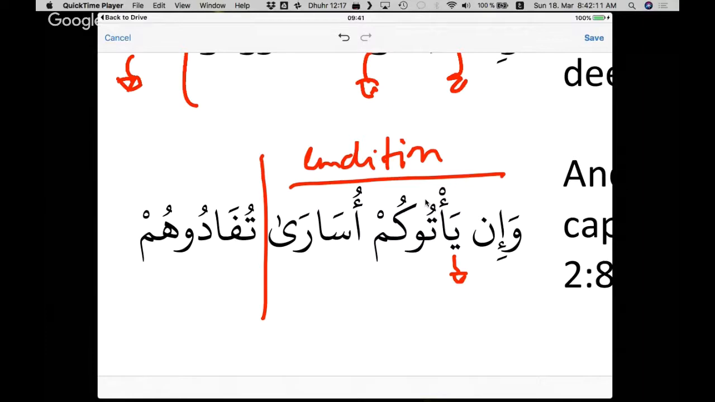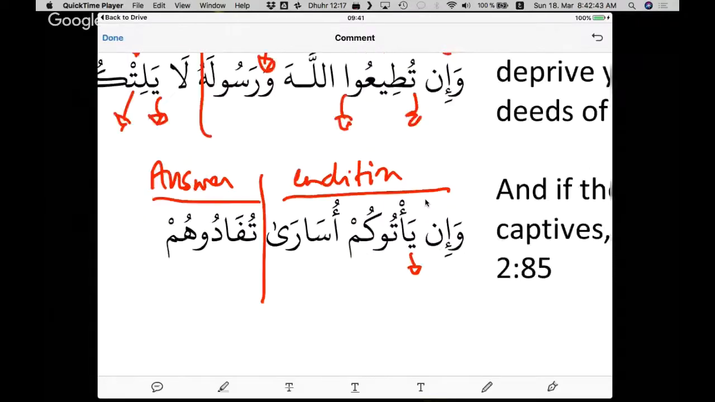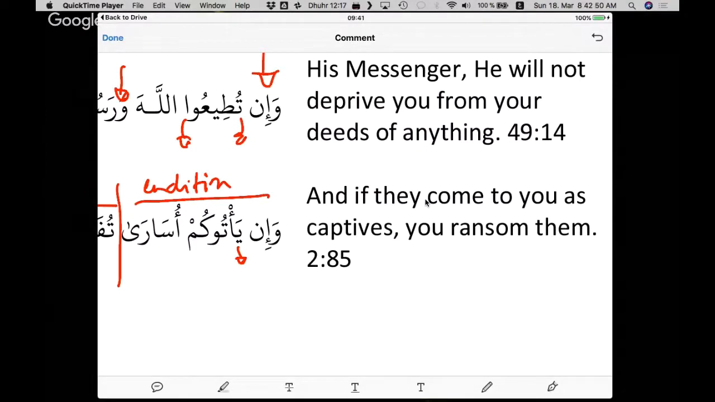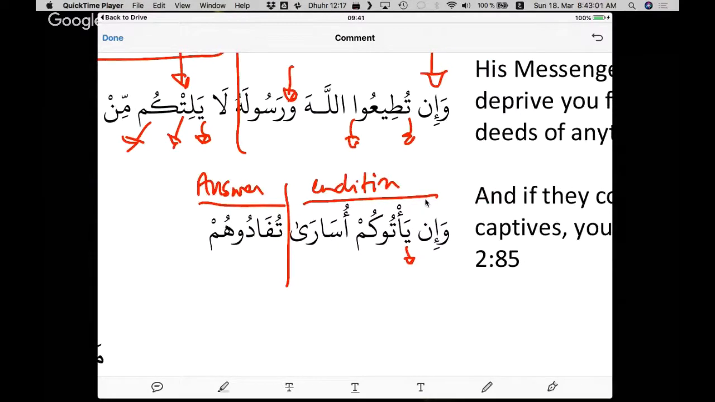Okay. Tafaduhum. How do I know this is where the condition is ending? Because I see tafadu and it should have been tafaduna. It should have been tafaduna, which is the antum form, but it's not duna anymore. It's lightest, and there is no harf before it that makes it lightest. So I can immediately establish a connection that this is an answer to the condition which is constructed previously. Tafaduhum. And if they come to you as captives, وَإِنْ يَأْتُوكُمْ usara, as captives, you ransom them. Tafaduhum. That's the answer to the condition.